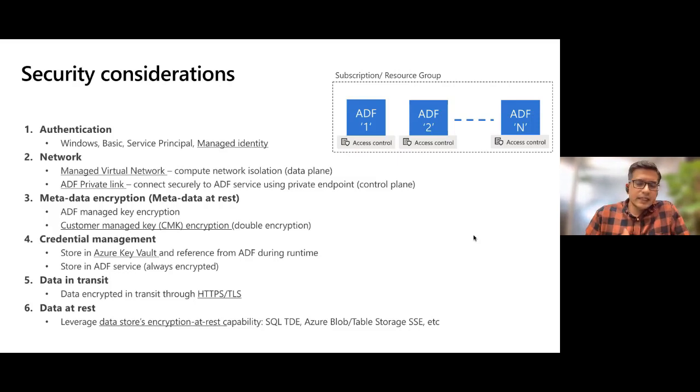Then we talked about network, we talked about managed VNet and using ADF private link to make sure that even the data plane and control plane access from SHIR to the backend of ADF happens through a private link service, which is more secure. And then we talked about metadata encryption using CMK to do a double encryption. Then we talked about different ways of credential management using Key Vault or using the ADF service. We always encrypt it, and you can additionally encrypt other fields in your payloads as well.